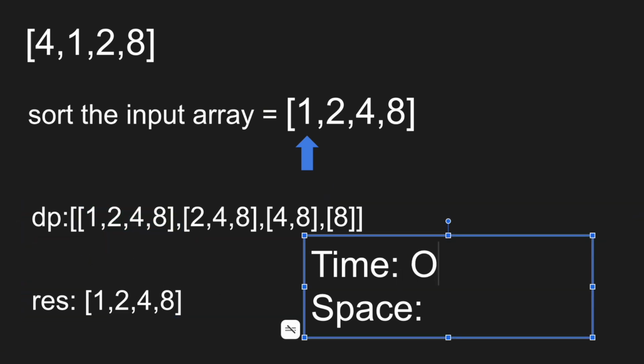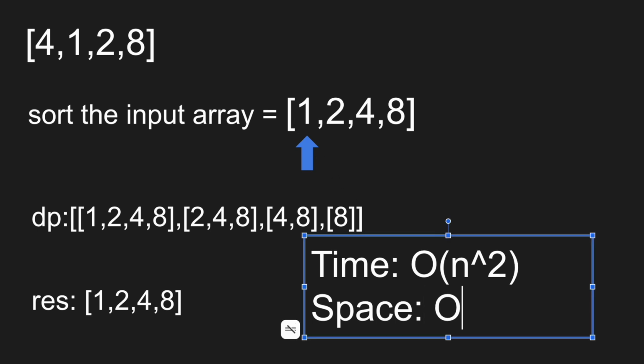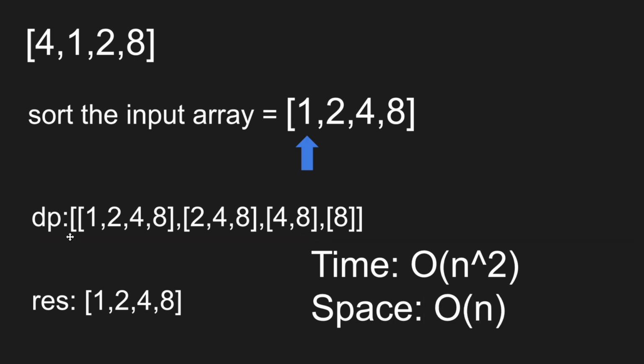So the time complexity would be O of n squared because we will have to iterate through all the elements, and at each element we will have to check that element with all the previous elements in the array, so it can take up to n squared time, where n is the number of elements in the array. And the space complexity would be O of n because the length of the DP depends on the number of elements in the input array.